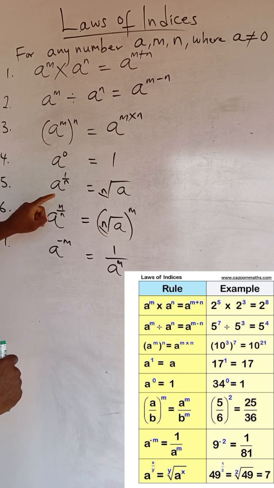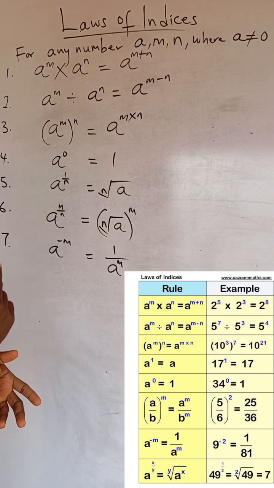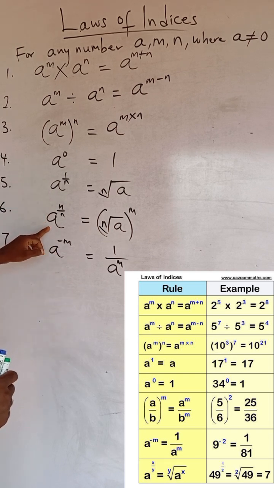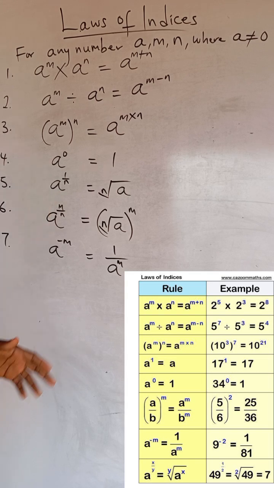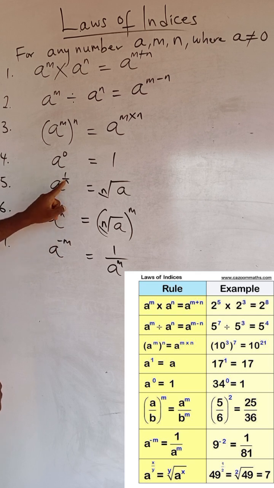Now this one is called the fractional index. It has 2 cases. This is case 1, this is case 2. Now here, when you have a value raised to power of a fraction, the denominator of the fraction becomes the root of the value, while the numerator becomes the power.